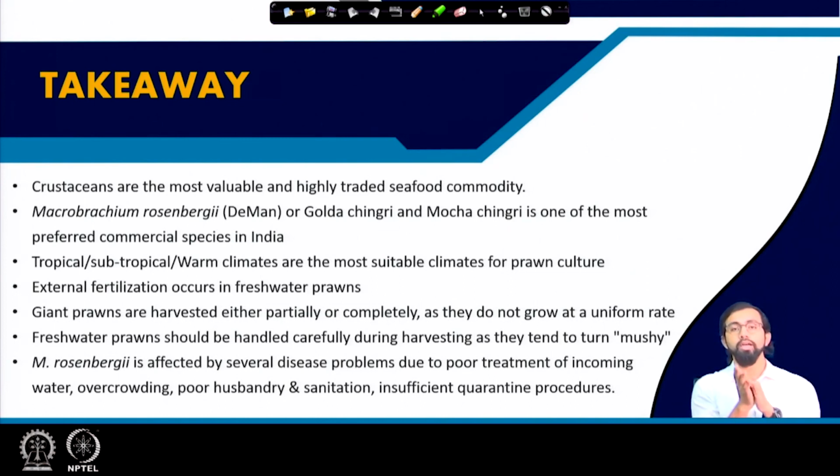Giant prawns are harvested either partially or completely, as they do not grow at a uniform rate, and they have to be handled very carefully during harvesting as they tend to turn mushy. Okay. This Macrobrachium rosenbergii is affected by several diseases, because of the poor treatment of incoming water, overcrowding, poor husbandry and sanitation, and insufficient quarantine procedures available in the farm.